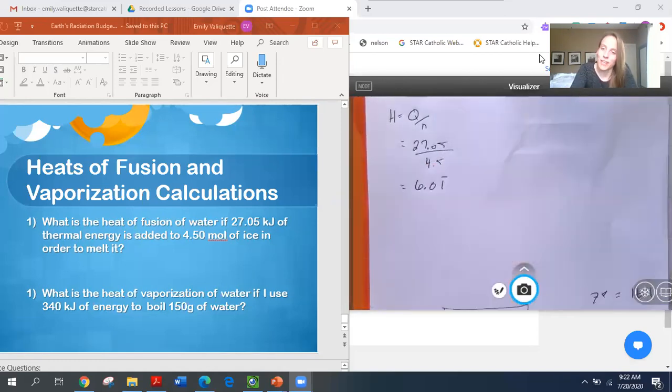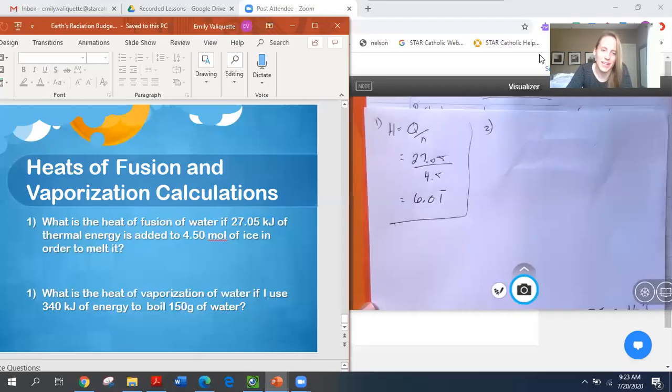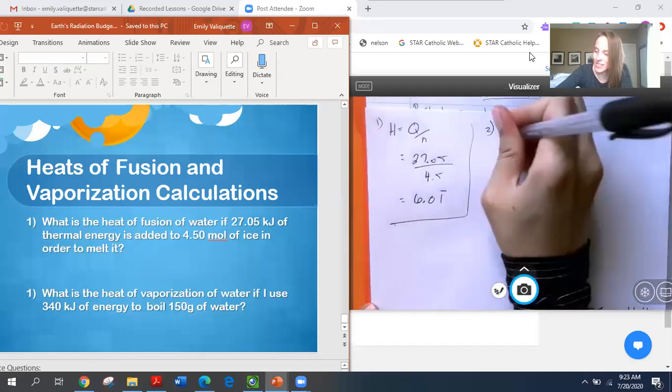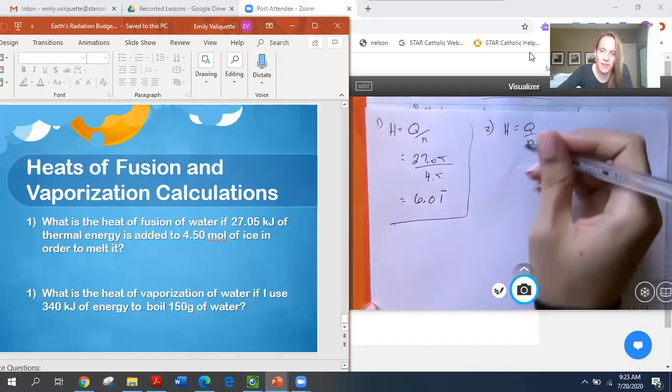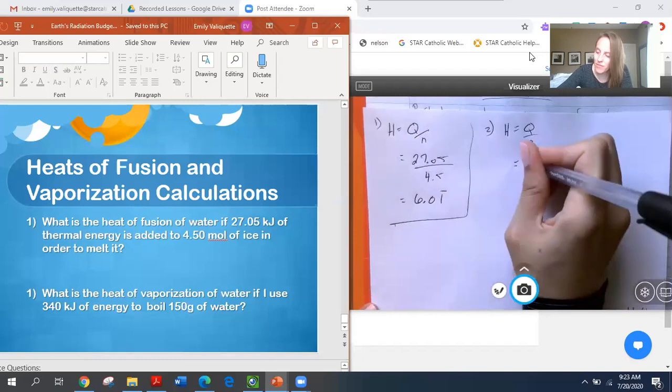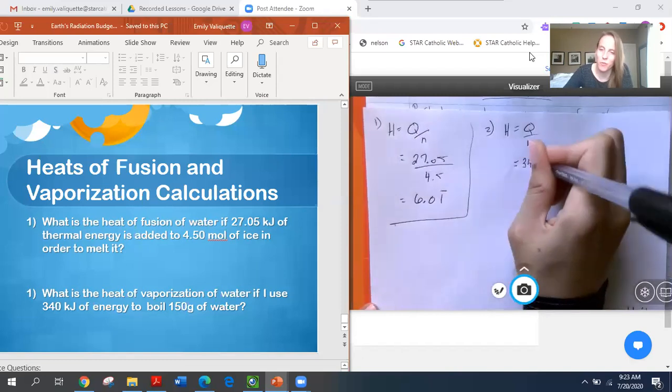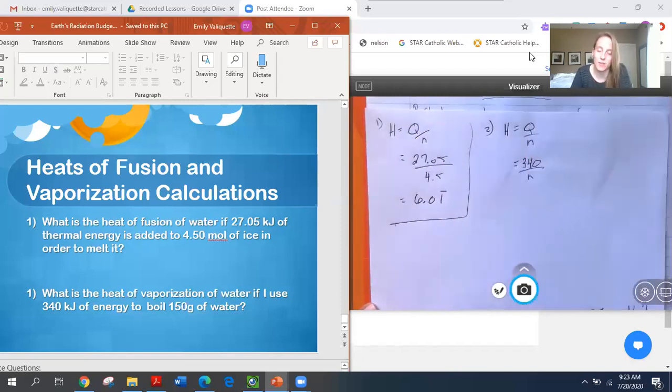The second one is a little bit trickier because it's going to require more than just one step. Okay, so for this one, it's still asking for the heat, in this case of vaporization rather than the heat of fusion, but we still use the same formula for that. It's still Q over N. But this time, while we are given our Q value of 340, we are not given our N. We have to find that first.